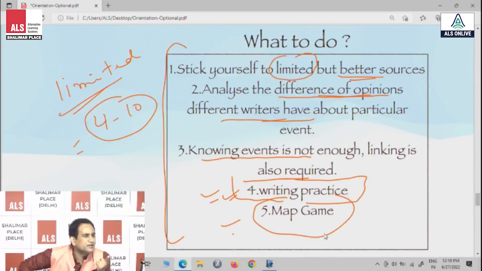Whenever you write Mains, believe me, you can qualify with history, right? Second, difference of opinion you have to appreciate. If you have some confusion, you can always ask. Then linking the topic, then writing practice, and then always map based. And it should be a gradual approach. Are you getting my point? Don't think that after finishing the syllabus, in the end you will collect 300 sites and mark them and remember. You will not remember anything. Are you getting it? So you have to take a gradual approach.